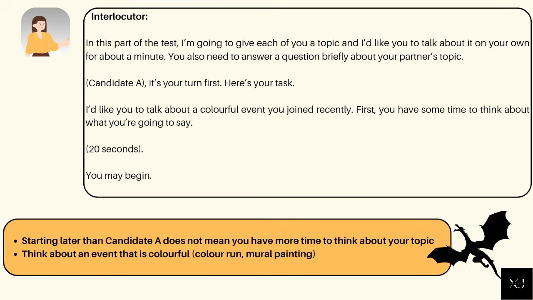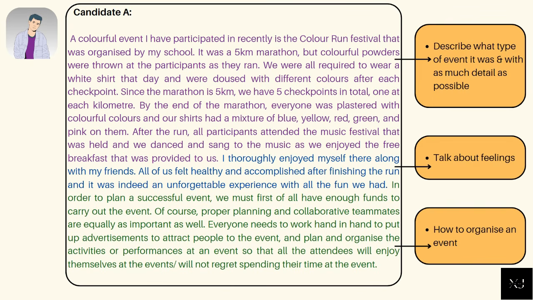Okay, candidate B, even if you start later than candidate A, does not mean you have more time to think about your topic. Okay, everyone is fair, everyone is equal. Alright, colorful event, it can be anything that involves colors, okay, like a color run or a mural painting, depending on your creativity. Okay, so I hope y'all can see the colors, okay. So the first part, the parts that are highlighted in purple, okay, so candidate A, he has to describe what type of event it was and with as much detail as possible, because the topic was what type of event it was and what did the person do there.